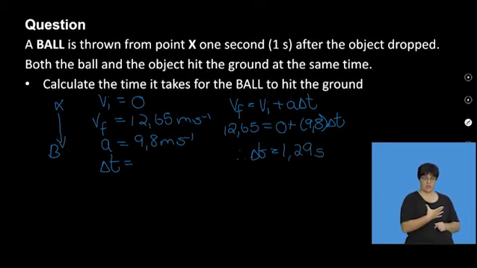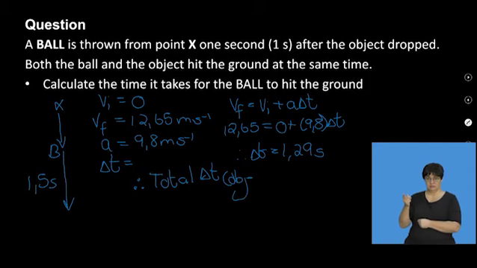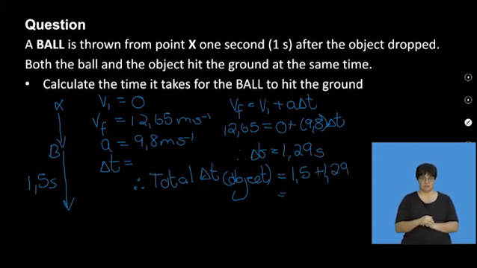That tells me how long the object took to get from X to B. I know that it took another 1,5 seconds to get to C. Therefore, the total time for the object is 1,5 plus the 1,29, which is 2,79 seconds. I haven't answered the question yet though.